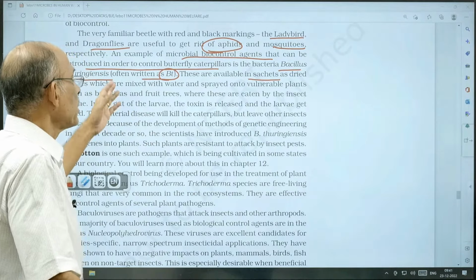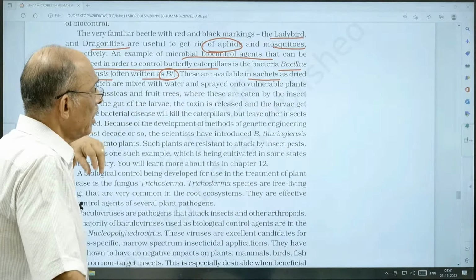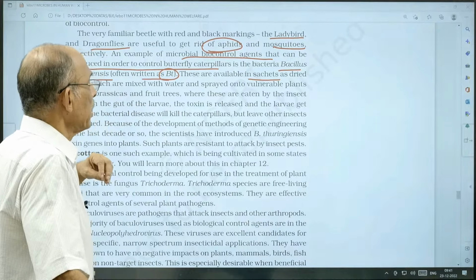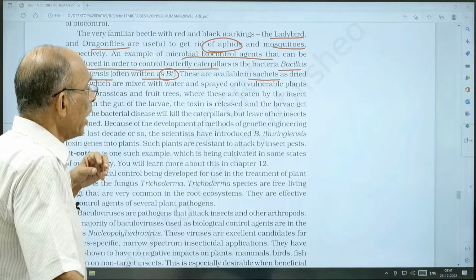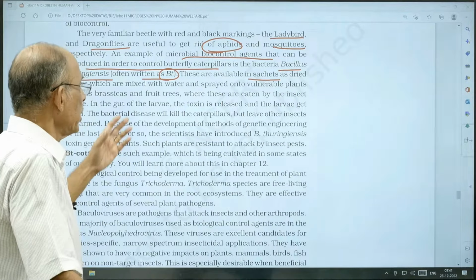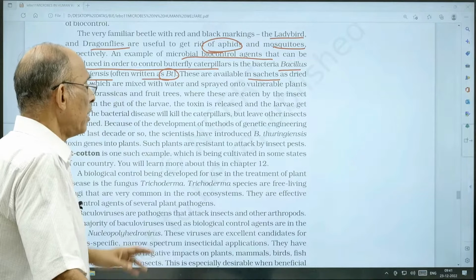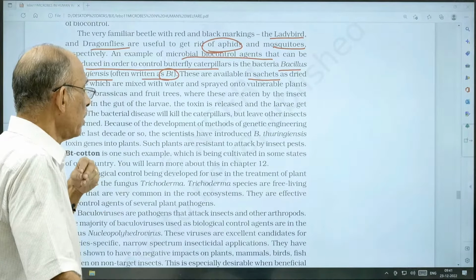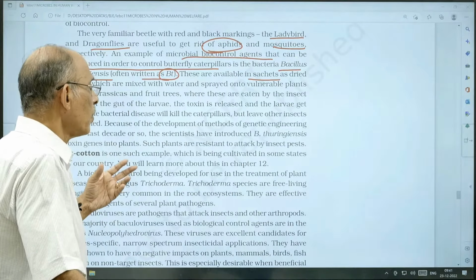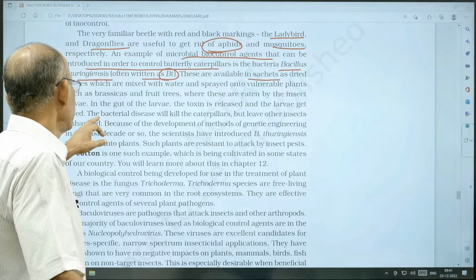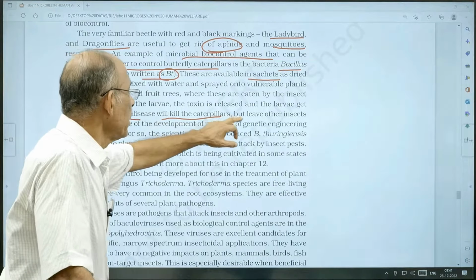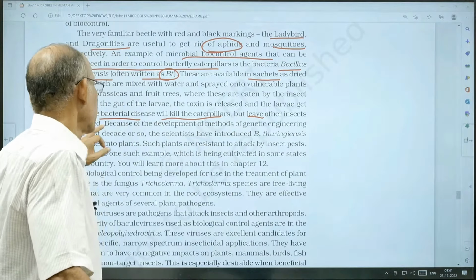When the larvae eat these leaves, the bacteria go into their intestine, and the BT toxin will make holes in their intestine, and the caterpillars will die. The bacterial disease will kill the caterpillars but leave other insects unharmed.